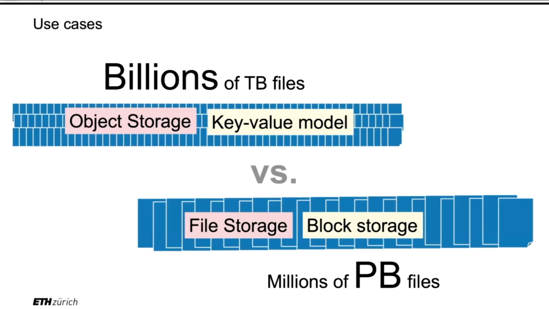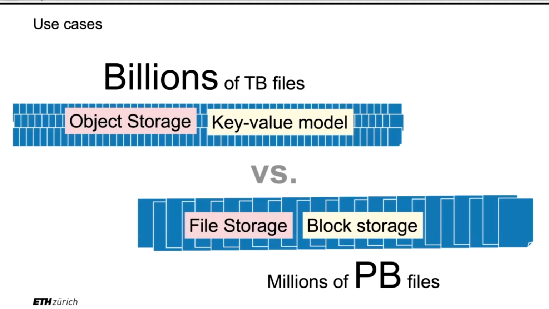We have object storage with the key value model. The key value model just means we have bucket plus object IDs and we have the values, not to be confused with key value stores, which is specifically Dynamo and what we saw in the second part. So that's what we did last week.